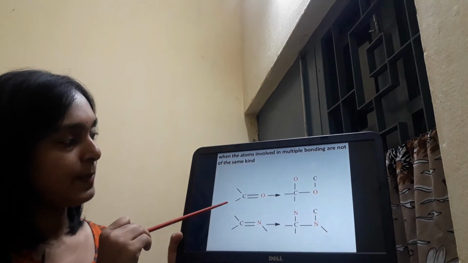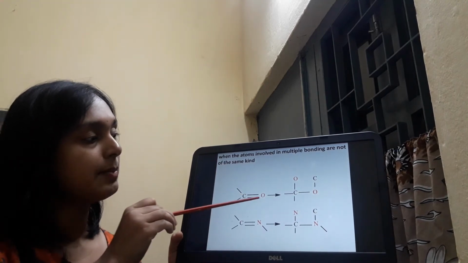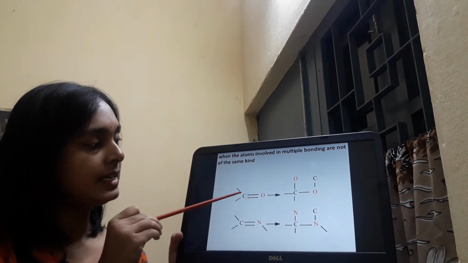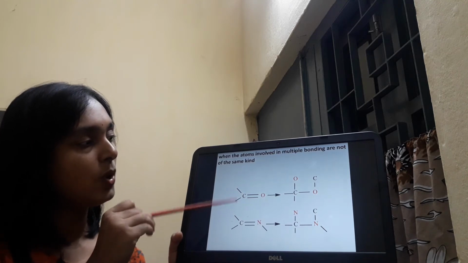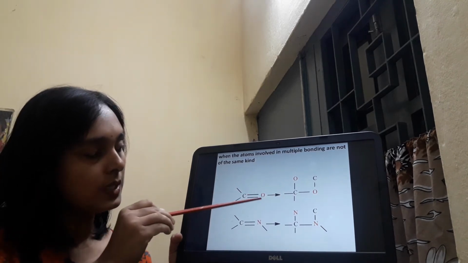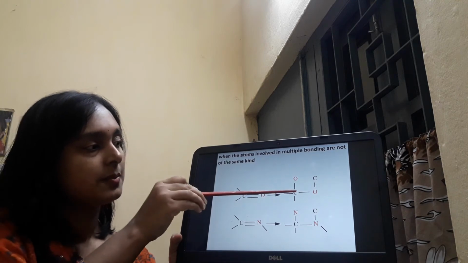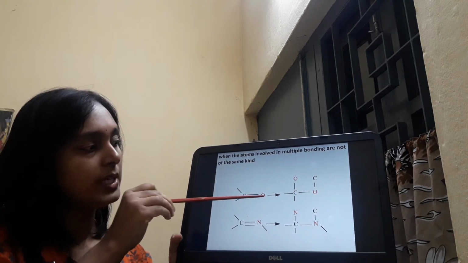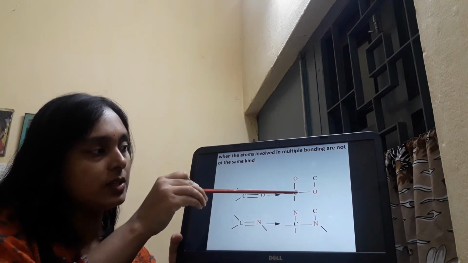in the previous pages it was C double bond C. Now it is C double bond O. So it will be like that. C is bonded by 2 bonds like that. Oxygen is bonded twice. So carbon is bonded with oxygen twice. Once, twice.